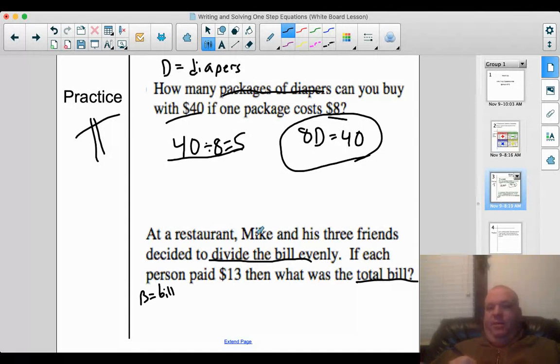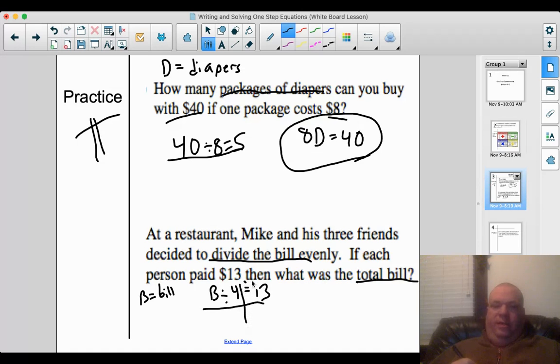Okay, so let's see what happened. We split the bill evenly between Mike and his three friends. So we're splitting it between four people. So B divided by 4 equals 13, when we split it between four people and it was $13 per person. So there's the equation that we can use.